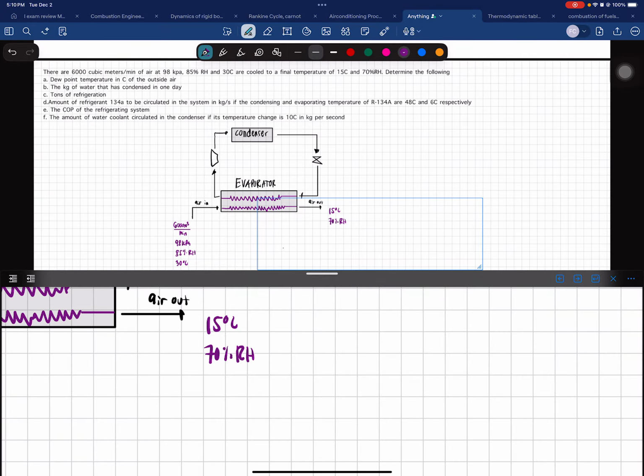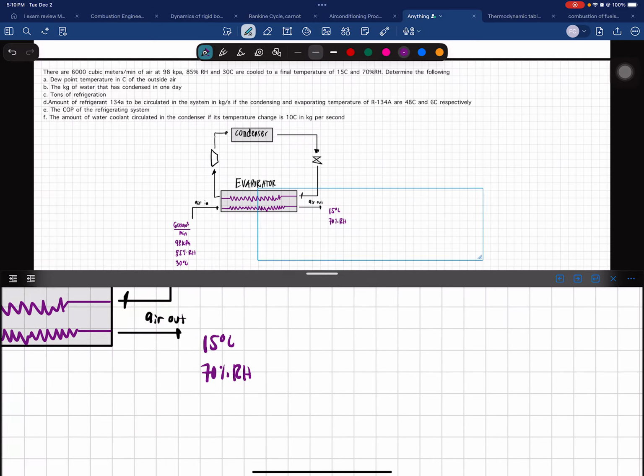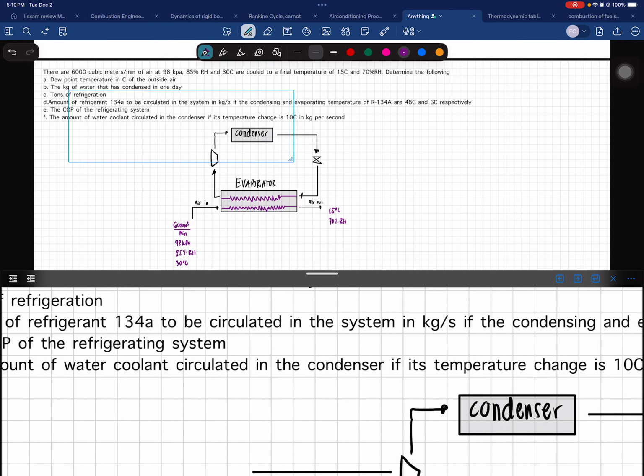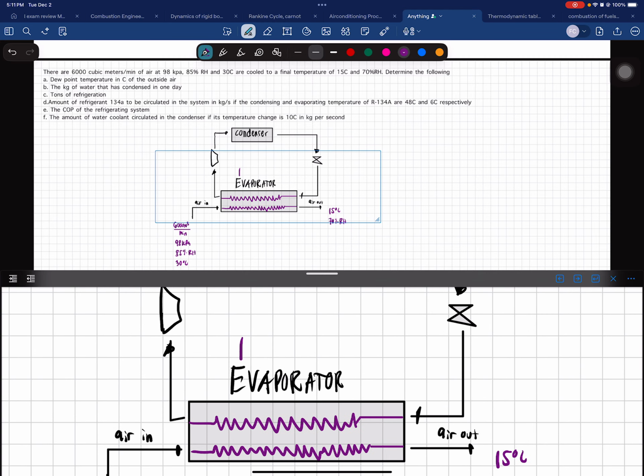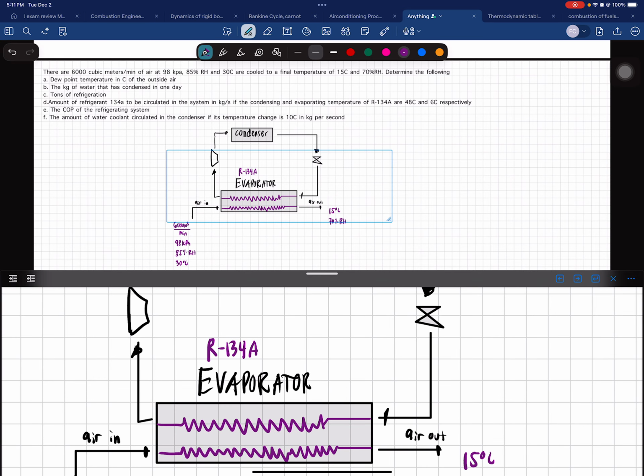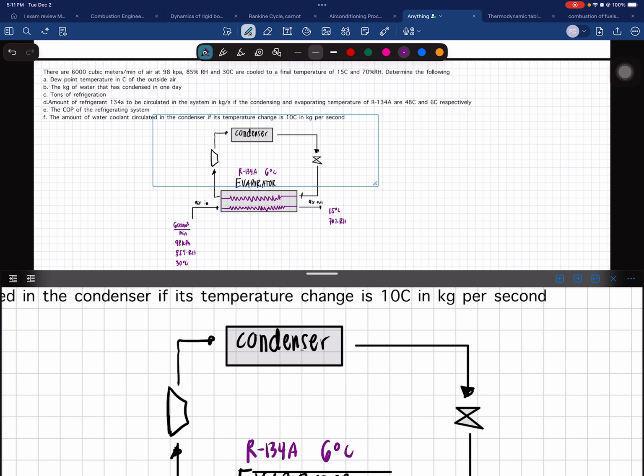Okay, what else do we have? So notice that we are given a refrigerant which is R134A or Freon, and evaporating temperature is at lower limit temperature of 60 degrees Celsius and condensing temperature of 48 degrees Celsius.